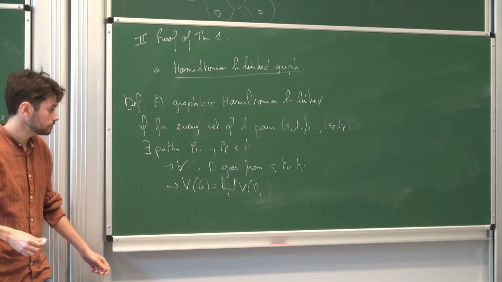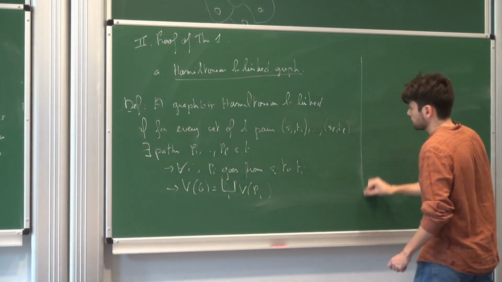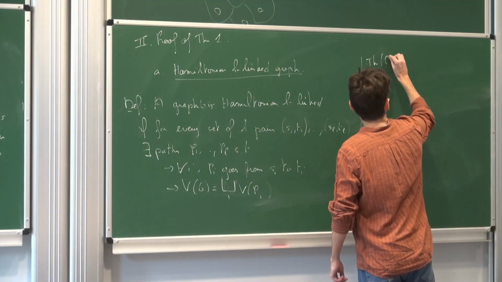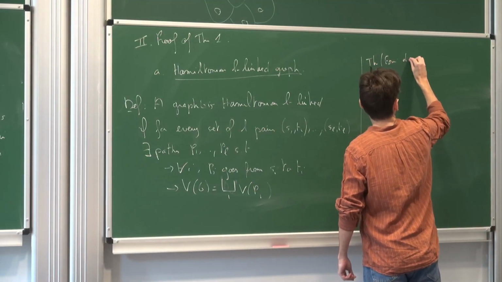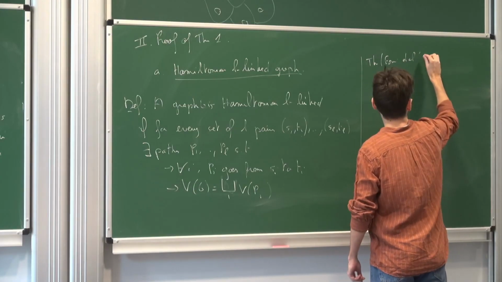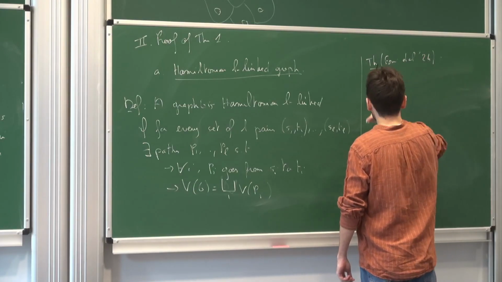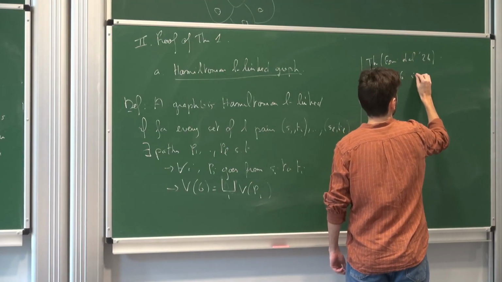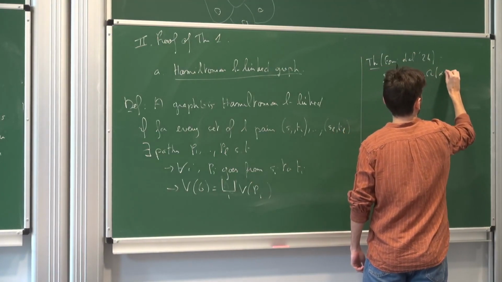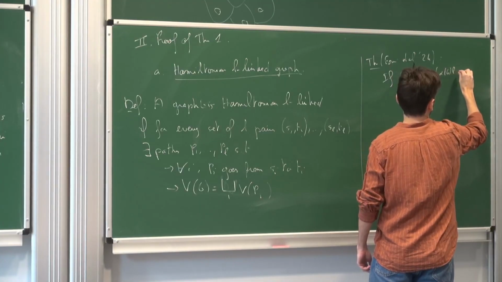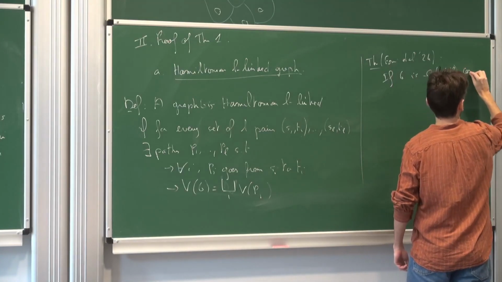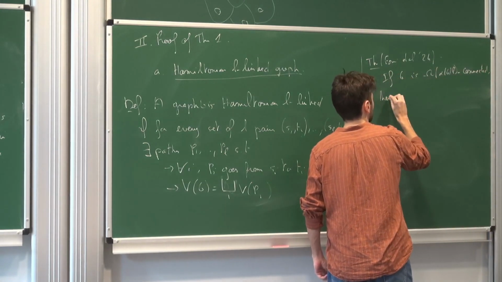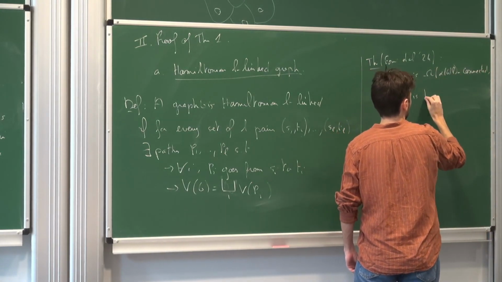And what is amazing about that is that quite recently, Fomin and his collaborators, two years ago, I think, proved the following. If G is omega of alpha of G L-connected, then it is Hamiltonian L-linked.